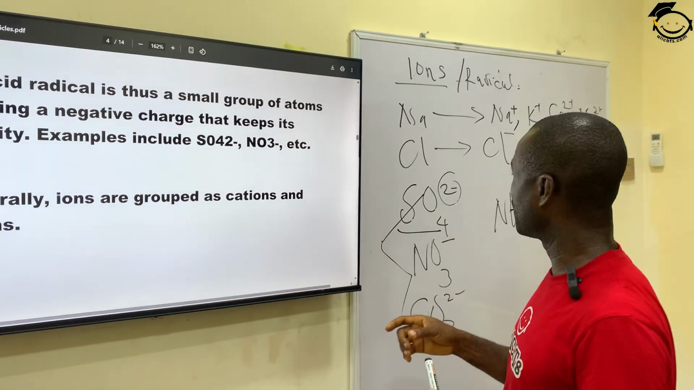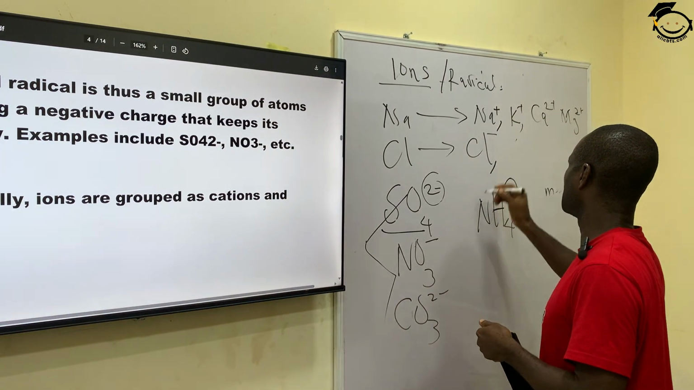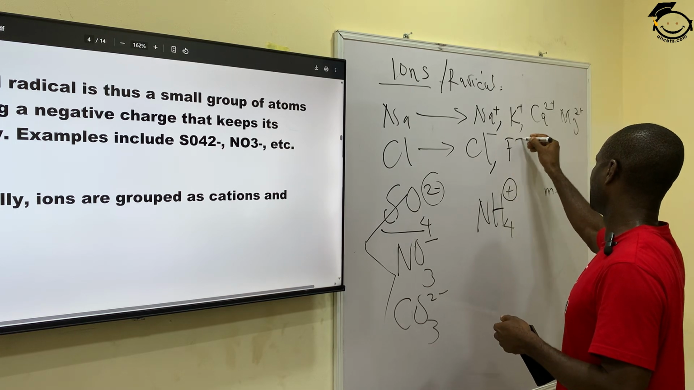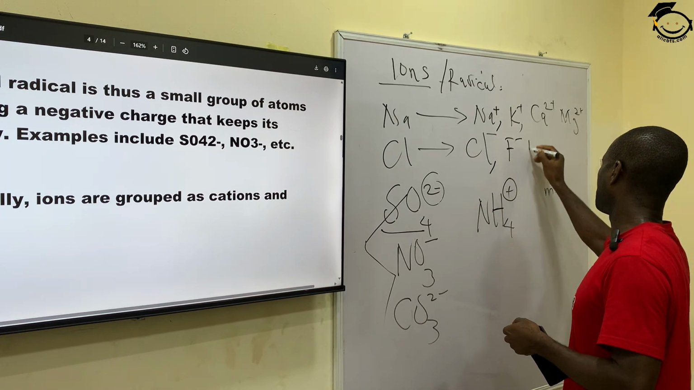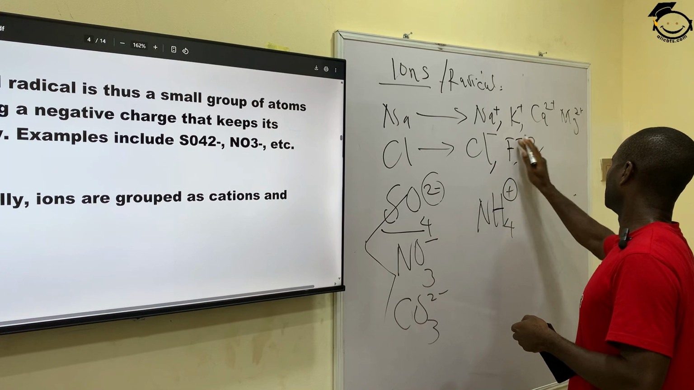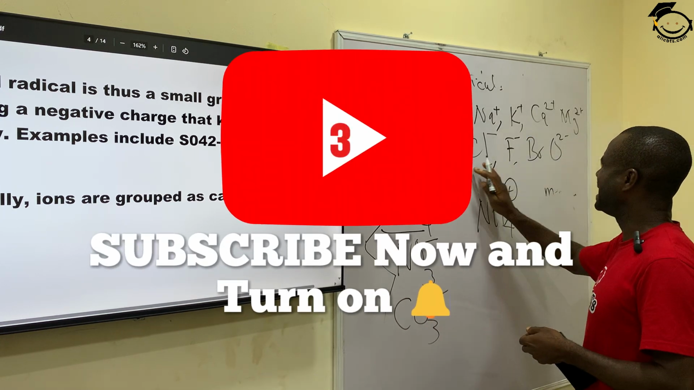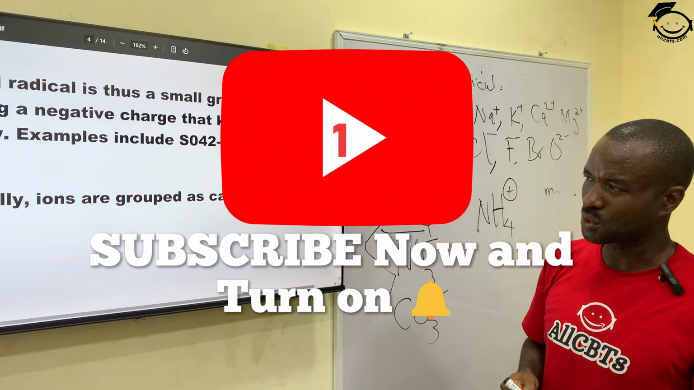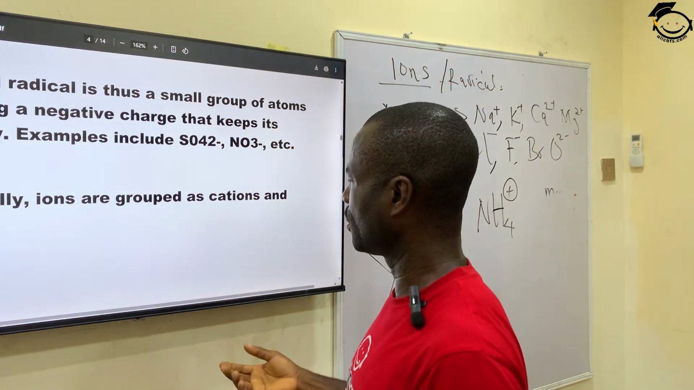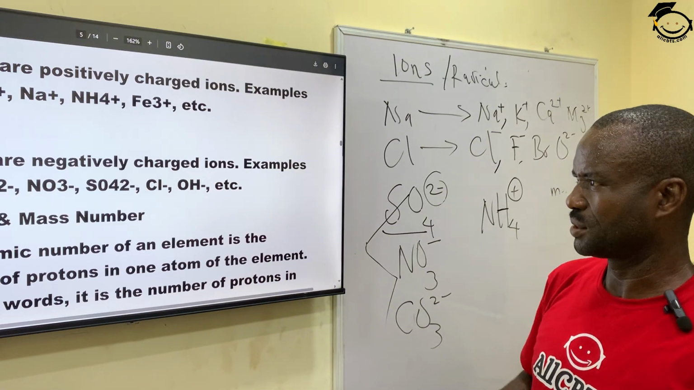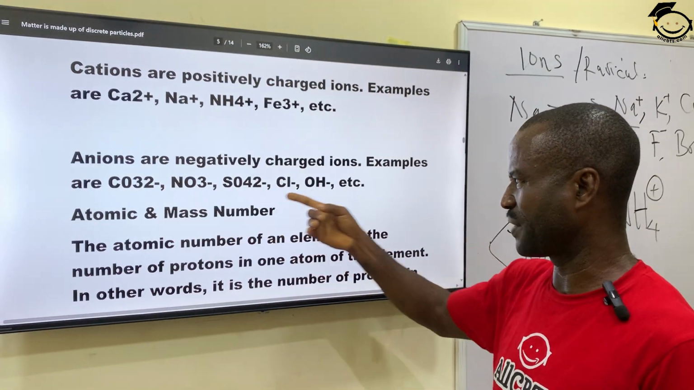While anions are what? Negatively charged. Examples are chloride, fluoride, then we have bromide, and oxygen. These are negatively charged, attracted towards what? The anode. So they are called anions. All right, so like we said, we have given you some of the examples.